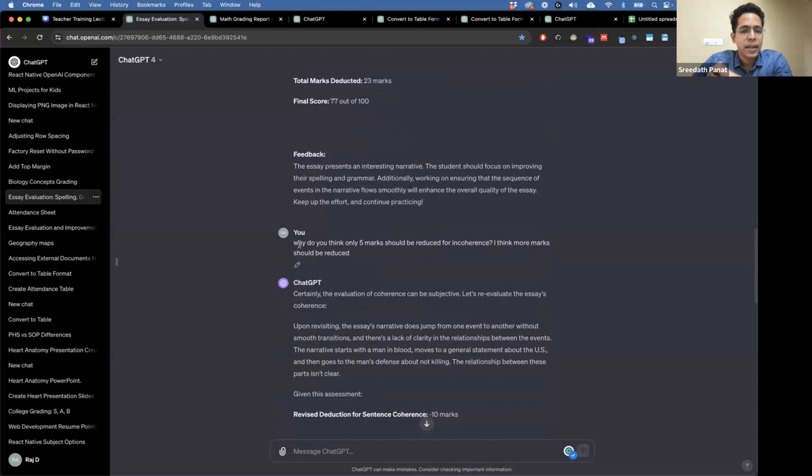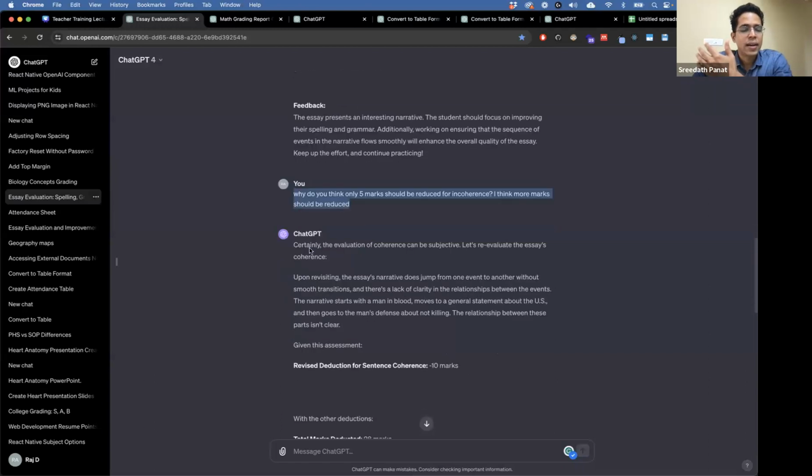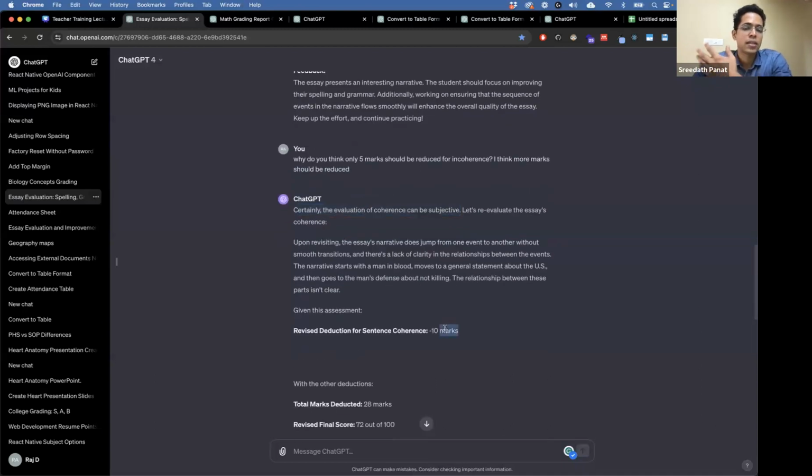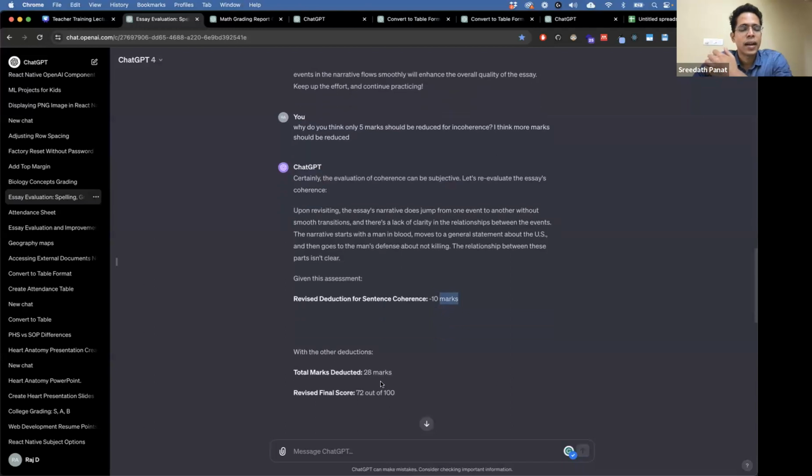Then I asked ChatGPT, why do you think only 5 marks should be reduced? I think more marks should be reduced for incoherence. And then it said, yes, evaluation is certainly subjective. Let's reevaluate based on reducing 10 marks. And then GPT reduced 10 marks for the incoherent sentences. So ultimately the student scored 72 instead of 77 because GPT reduced an additional 5 marks.